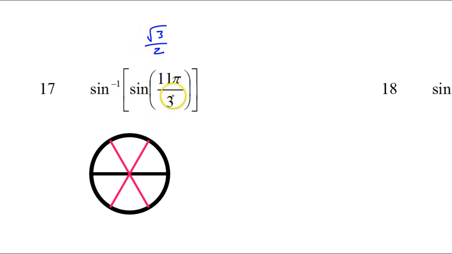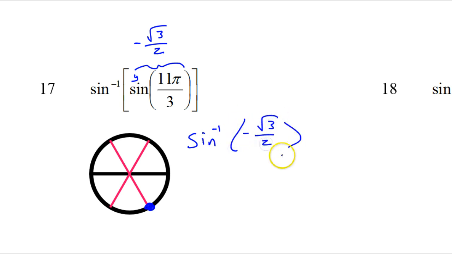Well, let's see. Where is 11 pi over 3? Well, guess what? If I went all the way around, that would be 6 pi over 3. If I went around again, that would be 12 pi over 3. So I'm going to stop one short of that. 11 pi over 3 is right here. Sine is a y value. Y values are negative down here, so this should be negative radical 3 over 2. So that was the inner part. So now I have to do the outer part. So now I have the inverse sine of negative radical 3 over 2.